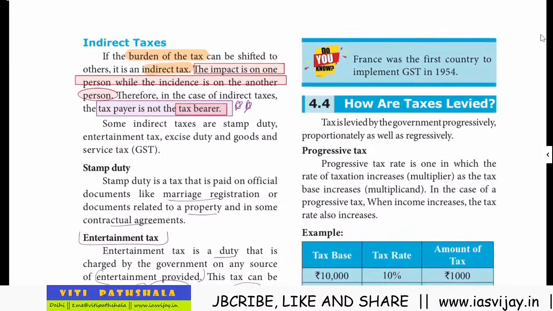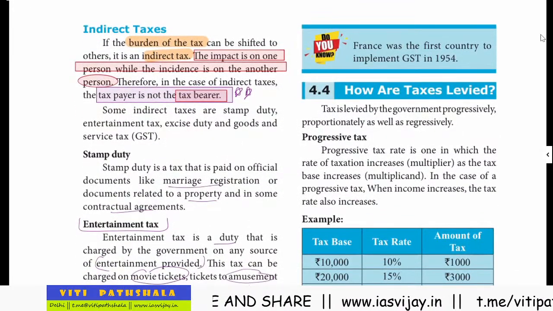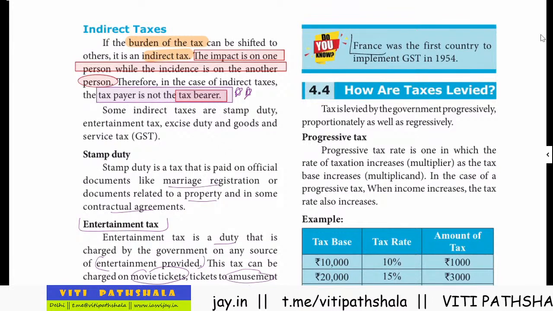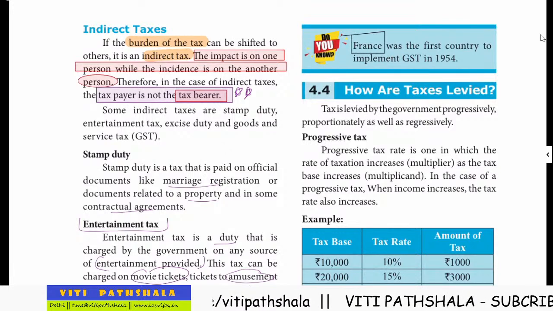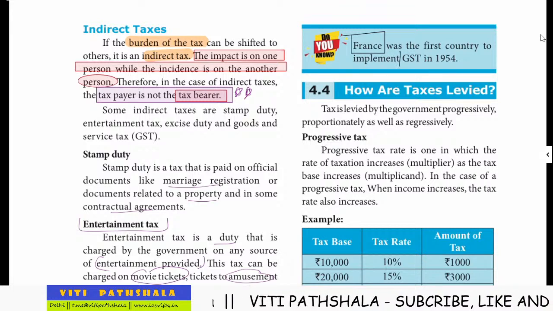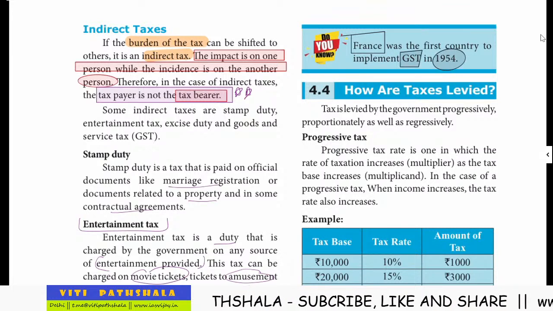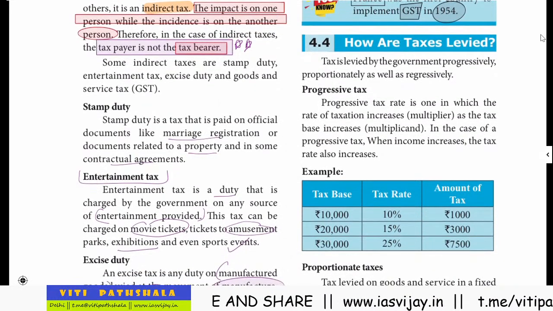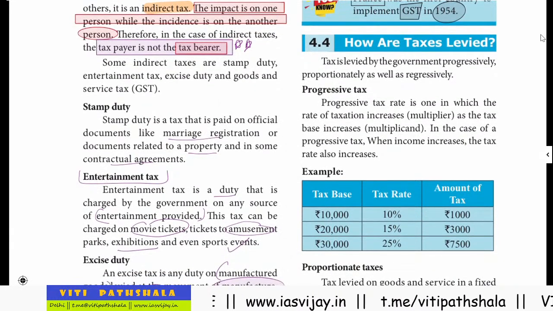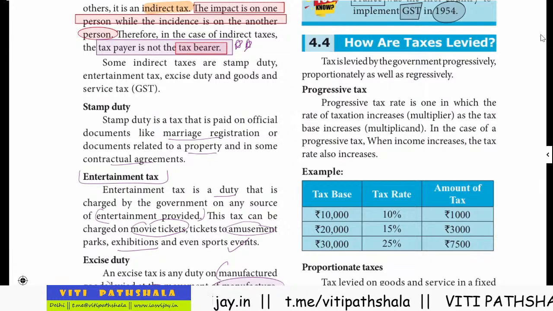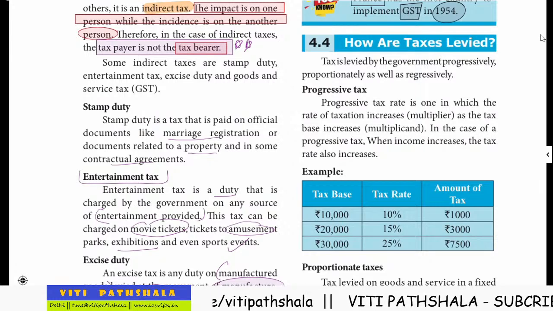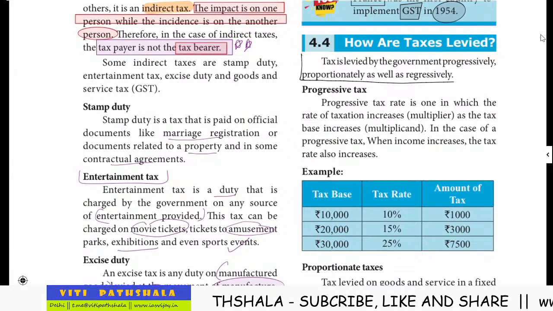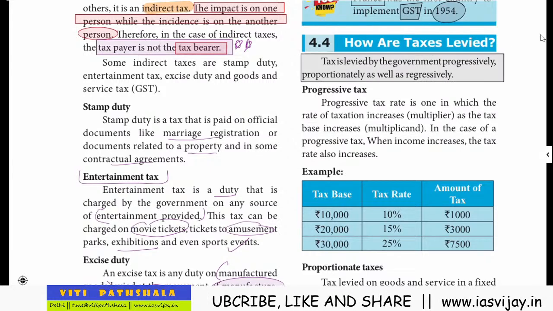Now, which country was the first country to implement the GST? It was France. France is much developed, and it was introduced there. The GST was introduced in France in 1954 itself. Now how is the tax levied? The tax is levied by the government progressively, proportionately, as well as regressively. Very, very important line from your exam point of view.